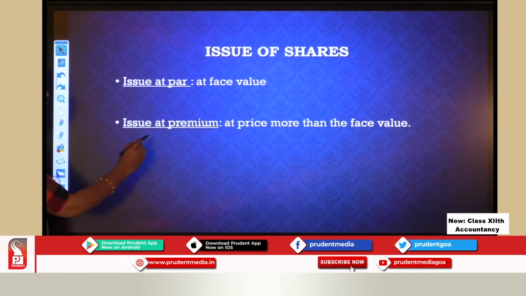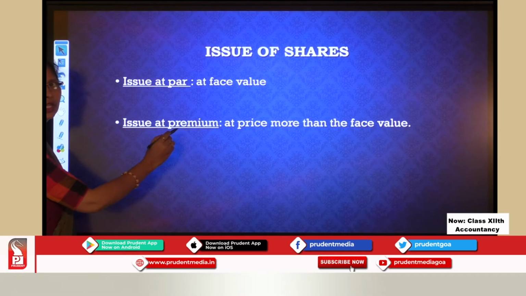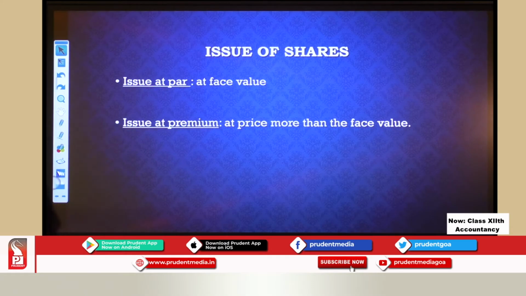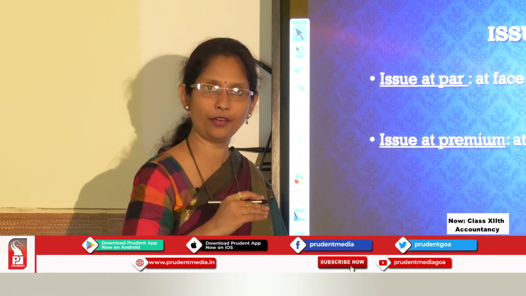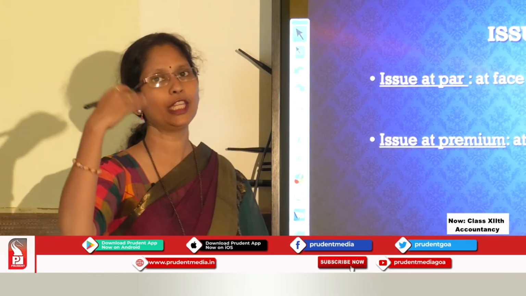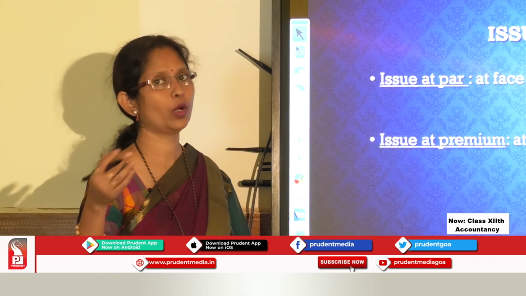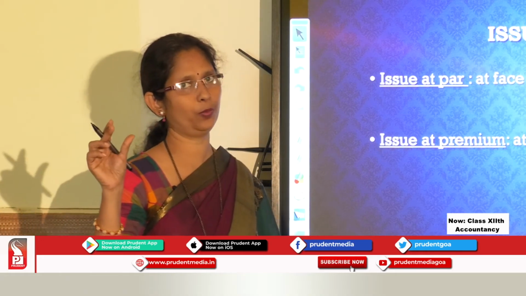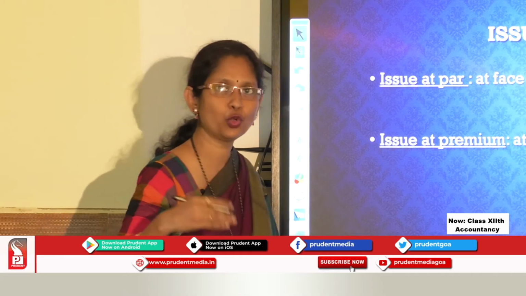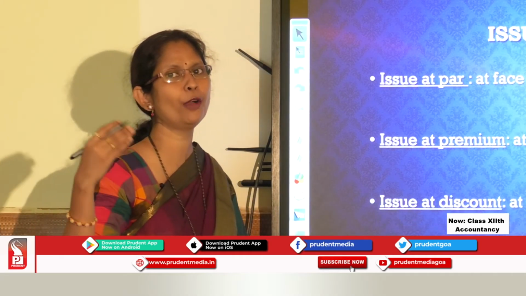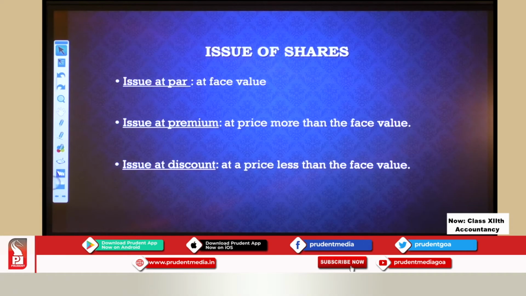Now we have issue at premium. Premium means what? More than the face value. So the company is offering the shares to the public at a price more than the face value. Supposing the face value was 100, now the company is issuing it at 110. So what is the premium amount? 10 rupees. So the company has issued the shares at a premium of 10 rupees. So 110 is the issue price.